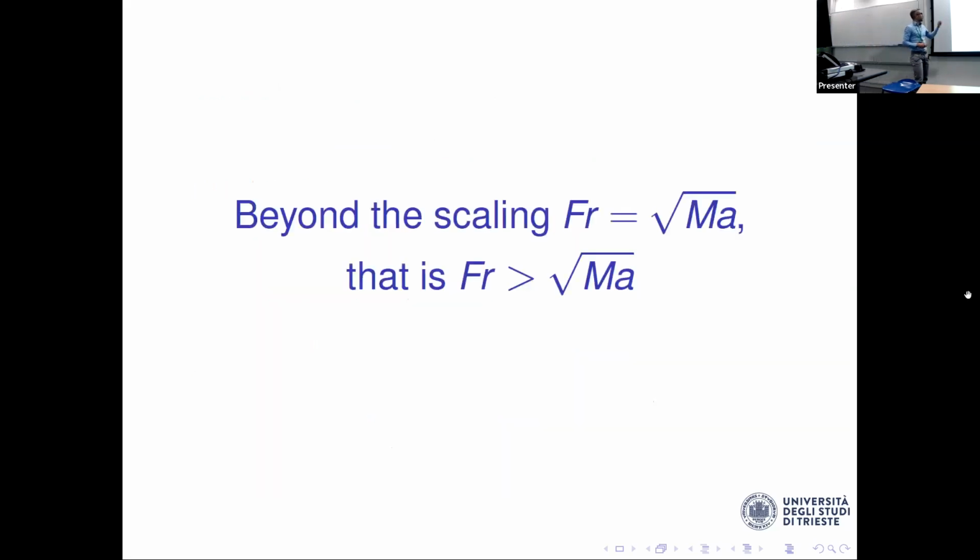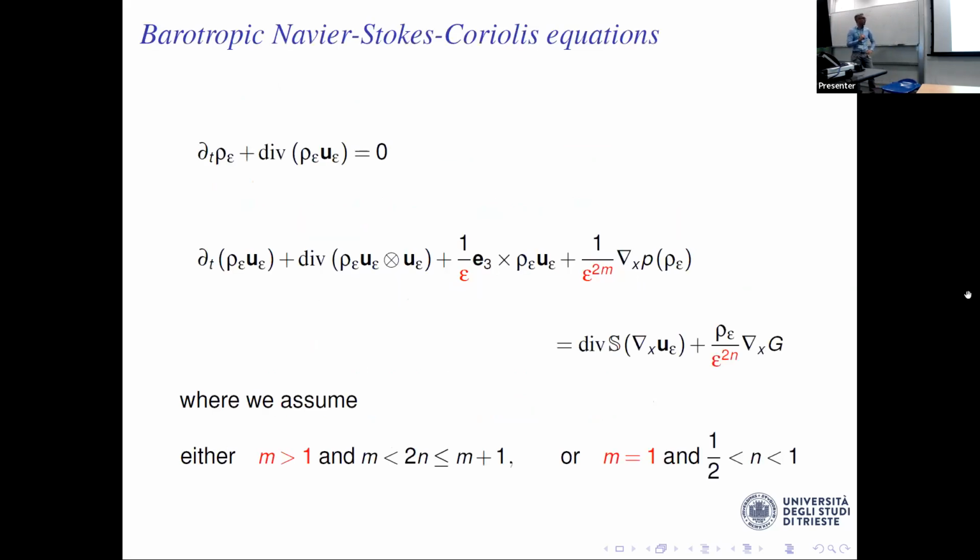Beyond the scaling where the Froude number equals the square root of the Mach number, that means when the Froude number is greater than the square root of the Mach number, we take the barotropic Navier-Stokes equation, that is the previous system with constant temperature. We have set the temperature equal to 1 in the previous system, and here we have also put this variable n, and we would like to understand the interaction between m and n.